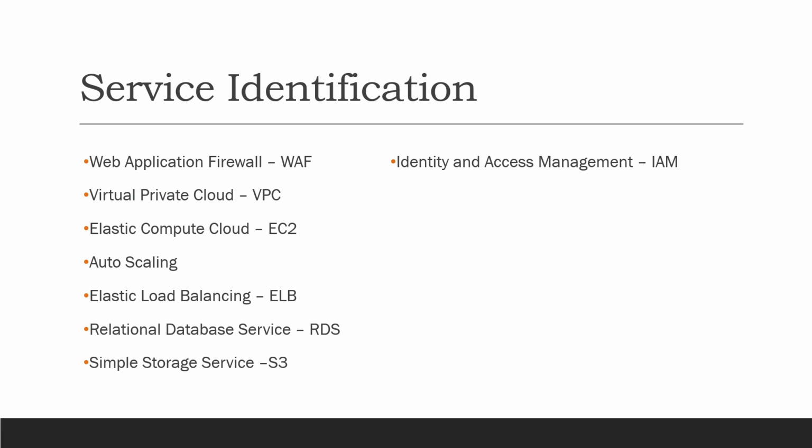Now, Blair is going to present the service identification and all of their services. Blair, are you ready? So for service identification, we have web application firewall, WAF, virtual private cloud, VPC, elastic compute cloud, EC2, auto scaling, elastic load balancing, relational database service, simple storage service, identity and access management.